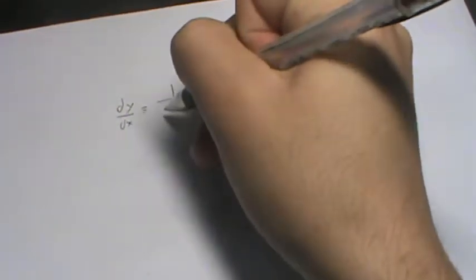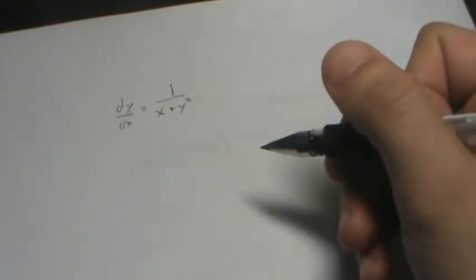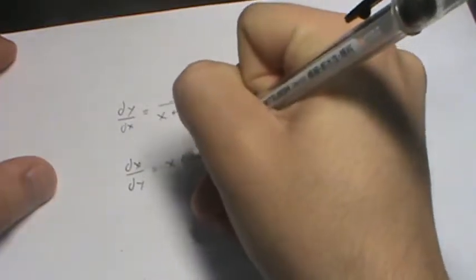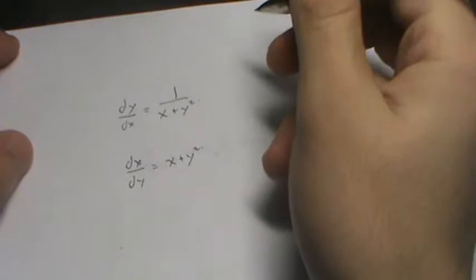For example, if we have dy over dx equal to 1 over x plus y squared, this is a little bit hard to solve in terms of y. But if we flip it over, so we have dx over dy equal to x plus y squared, then it starts looking a little bit less scary, right?